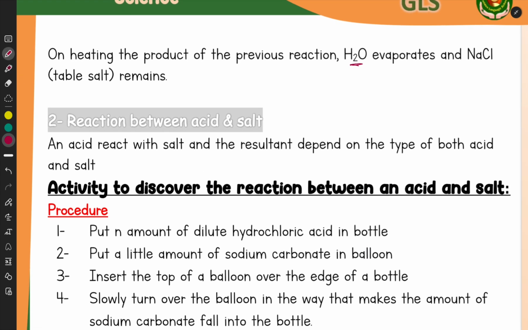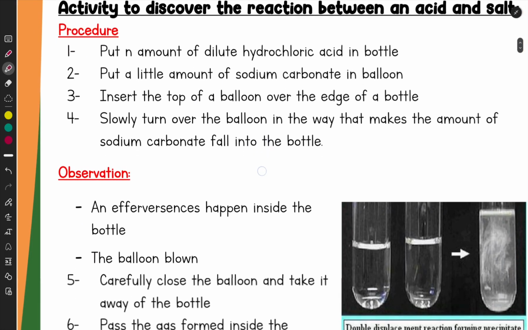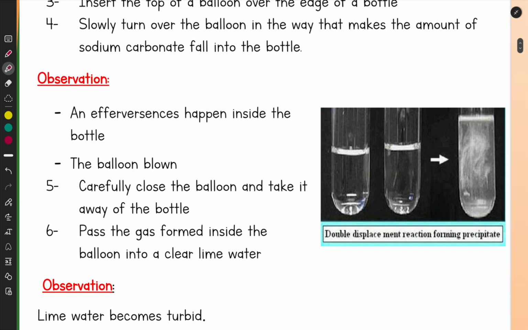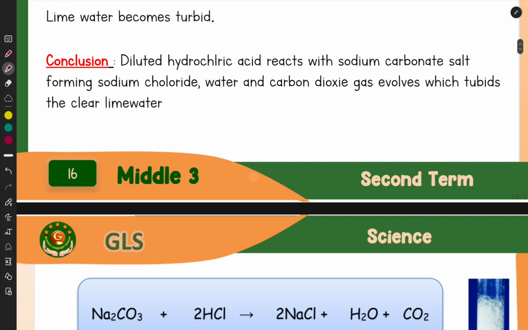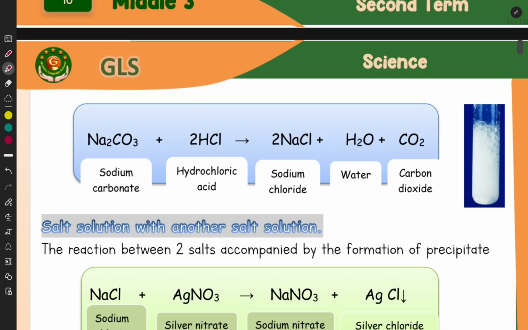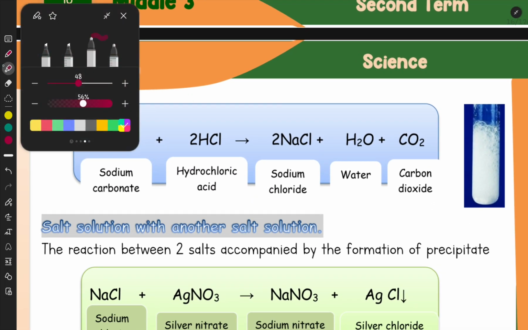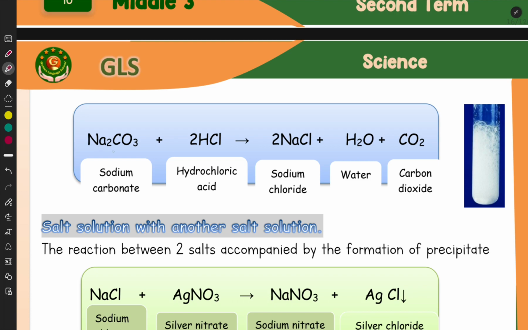Number two, the reaction between acid and salt. Here we know the meaning of salt, and we also know the meaning of acid. Let's make a small reaction. We have an example of a salt right here, Na2CO3. It's called sodium carbonate, sodium from Na and carbonate from CO3. It's a group in chemistry.